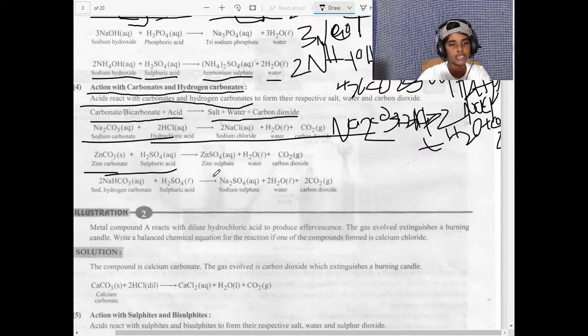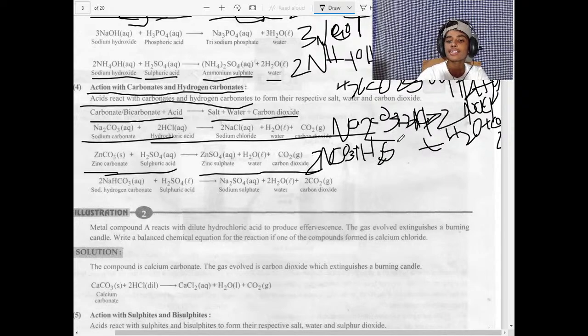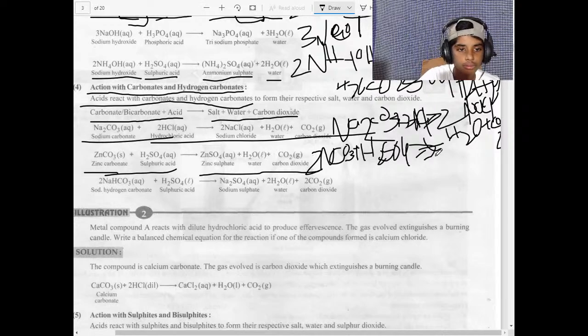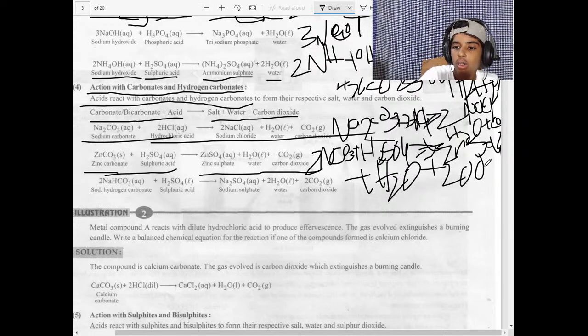Now, zinc carbonate plus sulfuric acid will give zinc sulfate plus water plus carbon dioxide. ZnCO3 plus H2SO4 will give ZnSO4 plus H2O plus CO2.